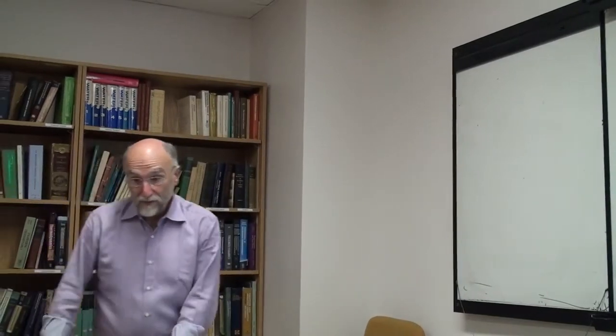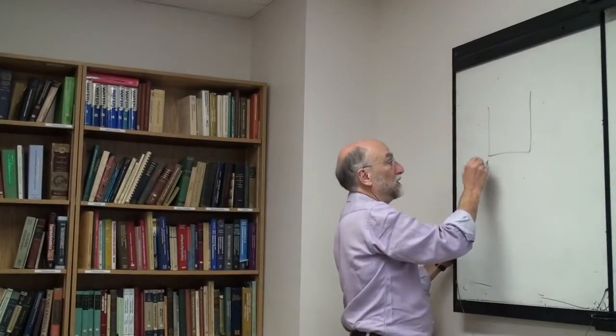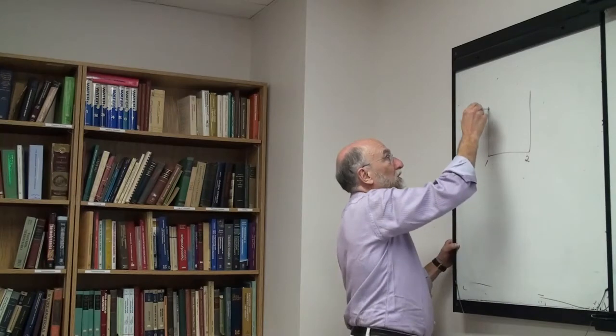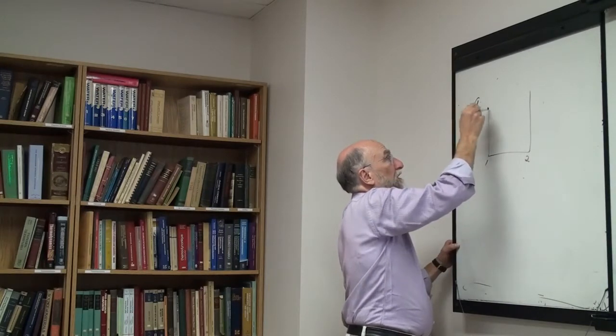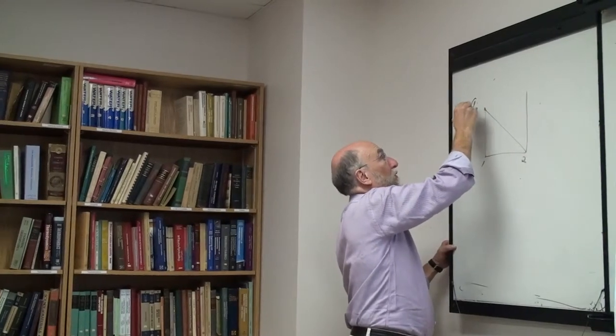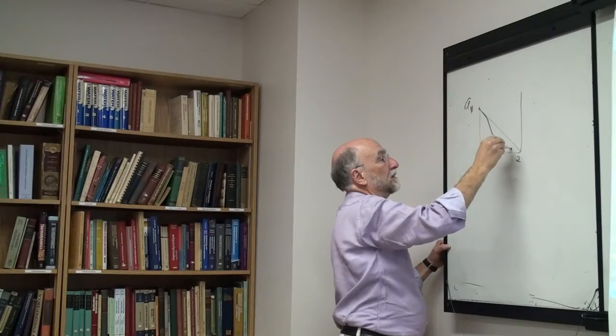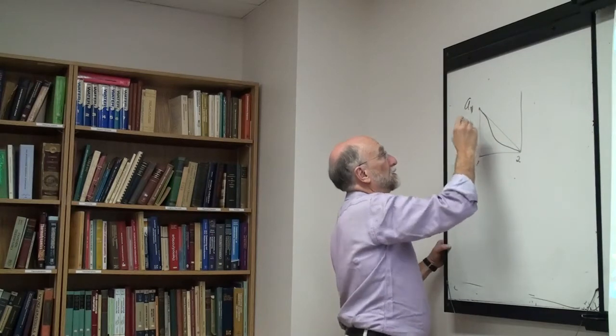I said before that Raoult's law and Henry's law are the same law through the Gibbs-Duhem equation. Now I can prove that for you. I think it's worthwhile doing. Here's component 1, component 2. This is the activity of component 1.